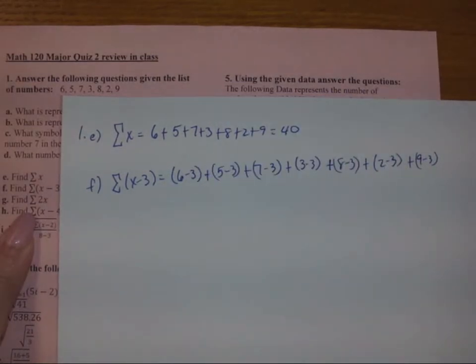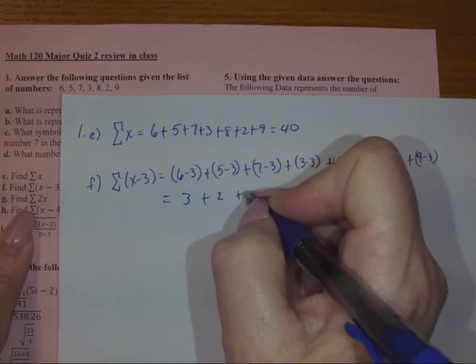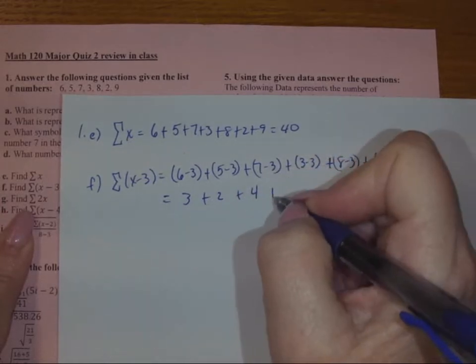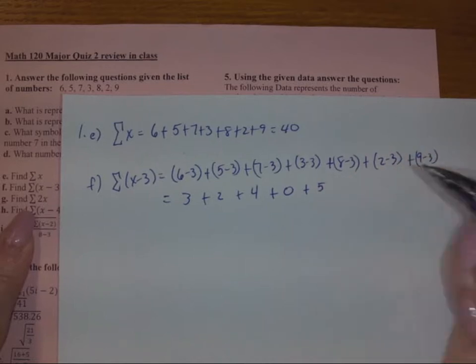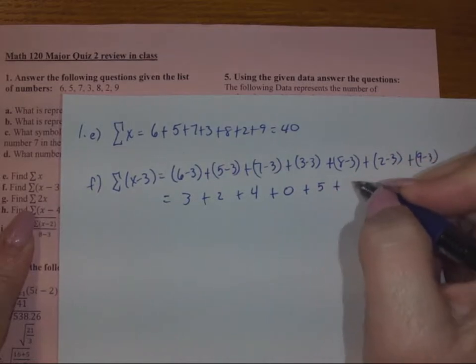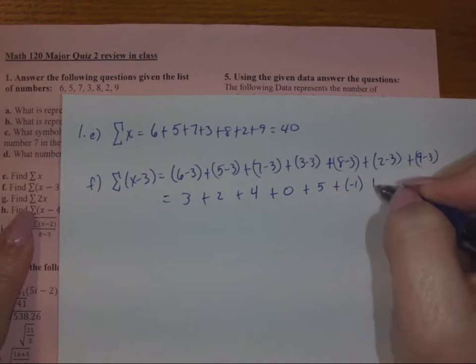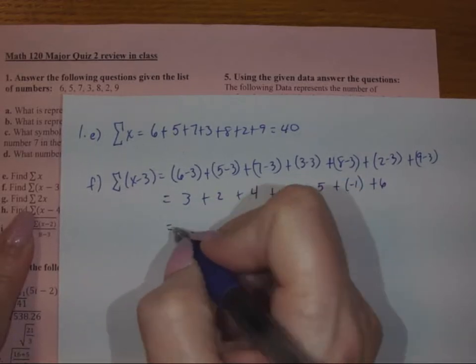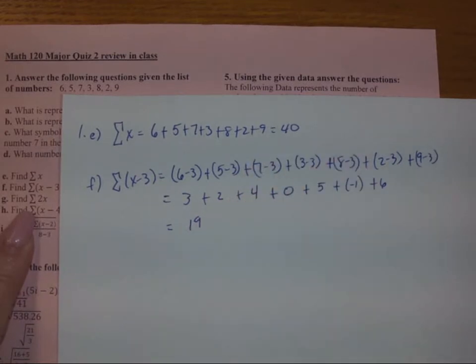All right, so 6 minus 3 equals 3. 5 minus 3 is 2. 7 minus 3 is 4. 3 minus 3 is 0. 8 minus 3 is 5. 2 minus 3 is negative 1. And 9 minus 3 is 6. And when we combine all those numbers together, we should end up with 19.